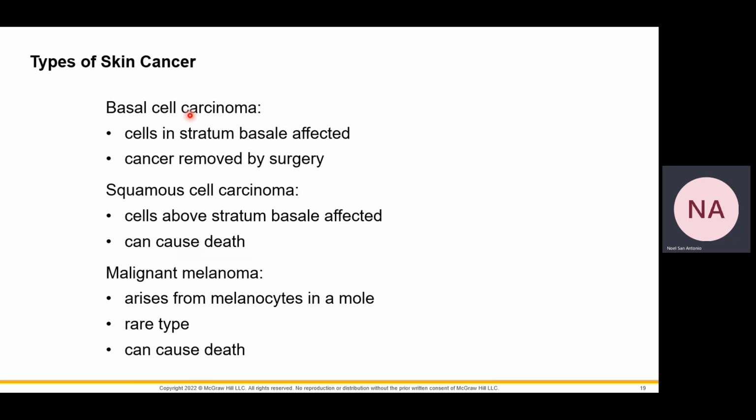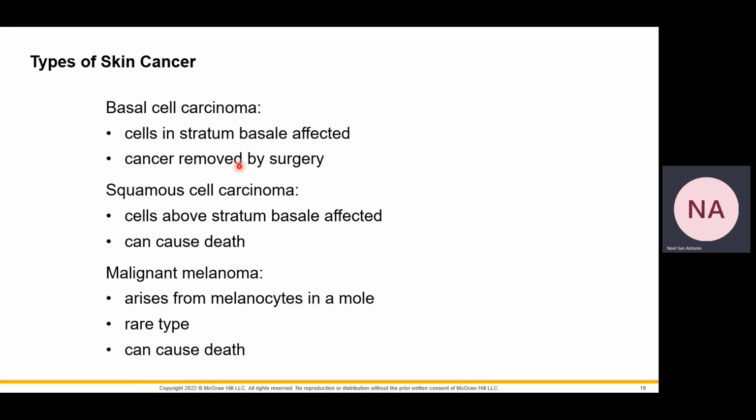Okay, so let's go through them one by one again. Basal cell carcinoma is so named because it affects cells in the stratum basale. And among those three types of skin cancer, it is the basal cell carcinoma that has the best prognosis, because it can be easily removed by surgery. In fact, there are Hollywood celebrities who reportedly had this kind of skin cancer, and they have survived it because, again, it can be easily removed by surgery.